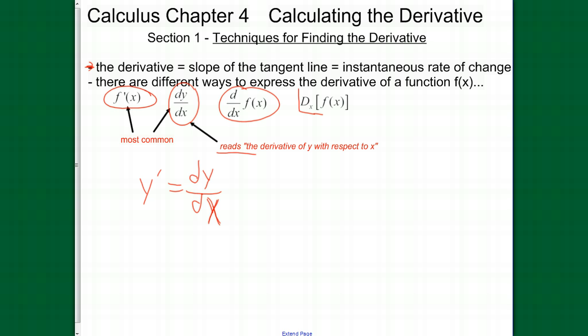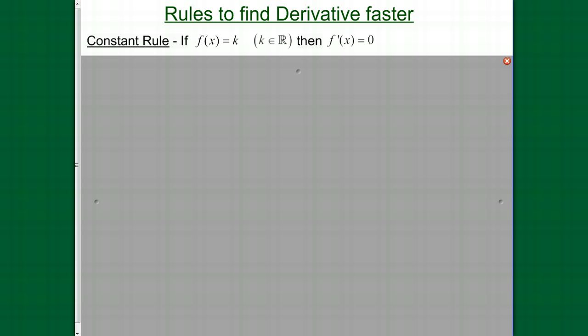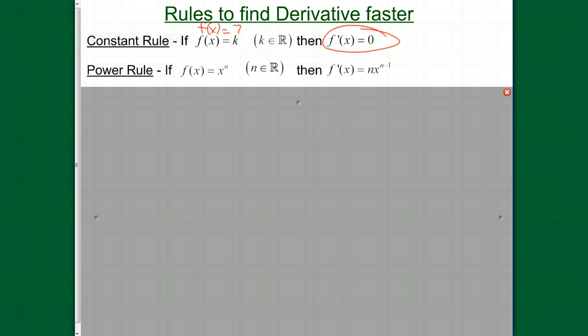This is our notation. All right, so there are a couple of rules. We're going to find the derivative much, much quicker instead of applying the definition. So first one, the constant rule. If your function is a constant, something like f of x equals 7. Okay, that is a horizontal line. Slope of the tangent line to a horizontal line is 0. The derivative is slope of the tangent line. So if your function is a constant number, the derivative is going to be 0, always.